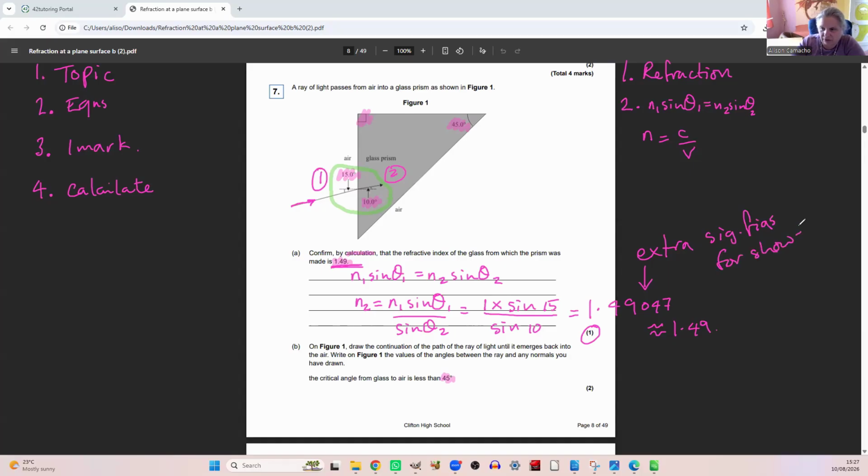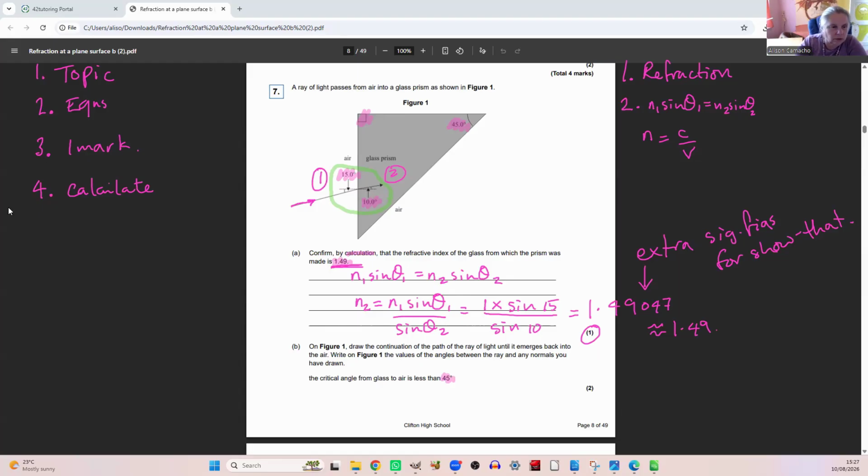I know it isn't a show that, it's a confirmed by calculation, but it's like they've given you the answer, haven't they? Right. So that's the first bit. Now the next bit then, it says on figure 1, draw the continuation of the path of the ray of light until it emerges back into the air. It says write on figure 1 the values of the angles between the ray and any normals you have drawn.